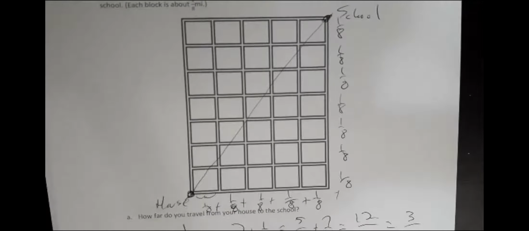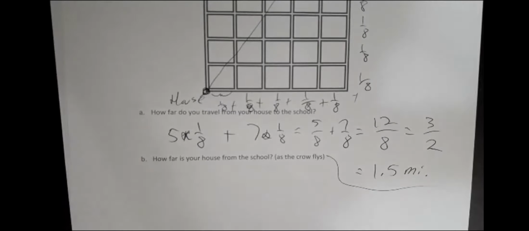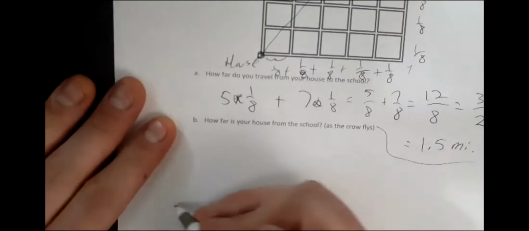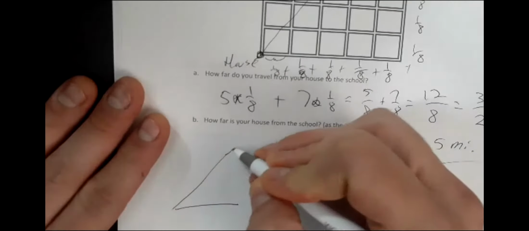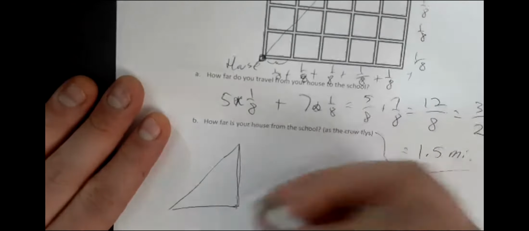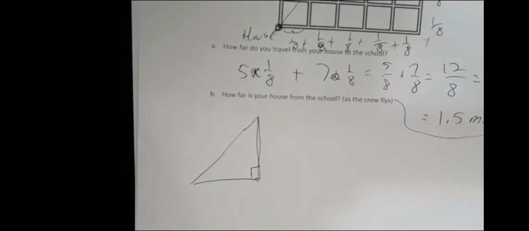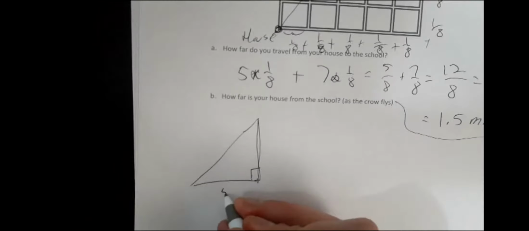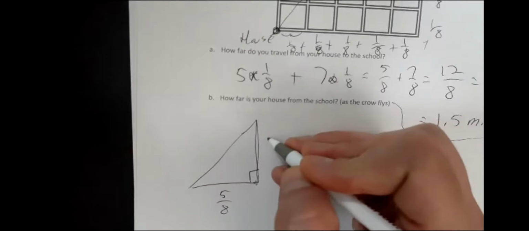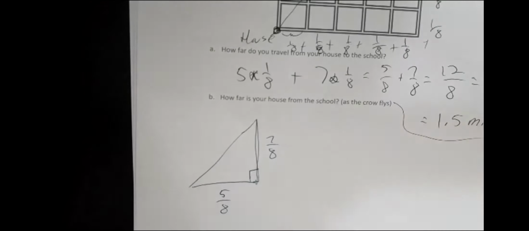The book says as the crow flies, and what they mean is a straight path from one object to the other, like you can fly over buildings. So how far is it from your house to the school, in a straight line from one to the other? I'm going to redraw this picture. I know this bottom, I'm going 1/8 5 times, so this bottom should be 5/8. This side then should be 7/8.